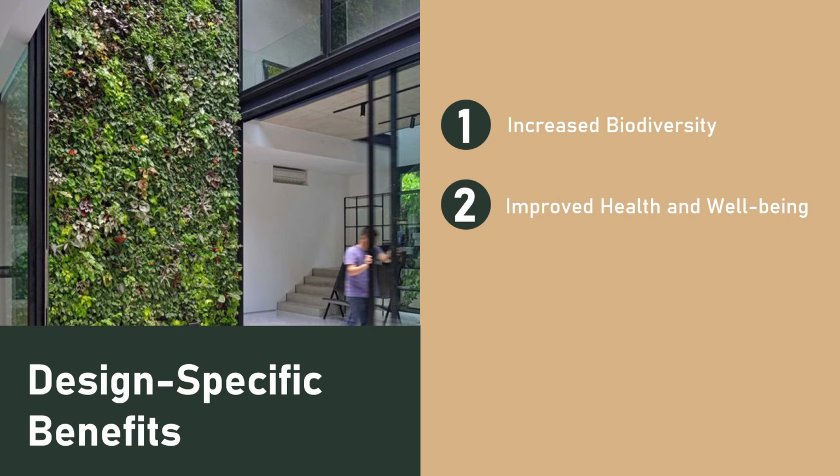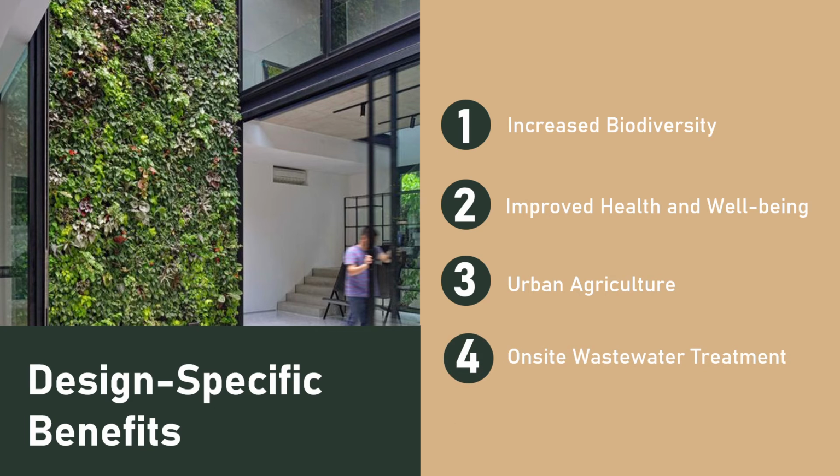Another, we have improved health and well-being. Buildings that feature and promote access to vegetation have been documented as having a greater positive human health impact than those without. Third, we have urban agriculture. Green walls offer the opportunity for urban agriculture such as vertical gardens of small fruits, vegetables, and herbs.